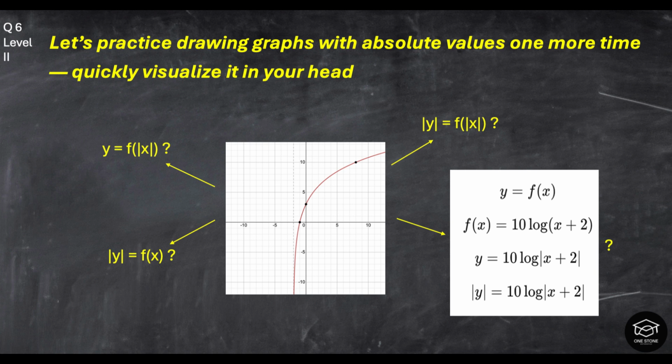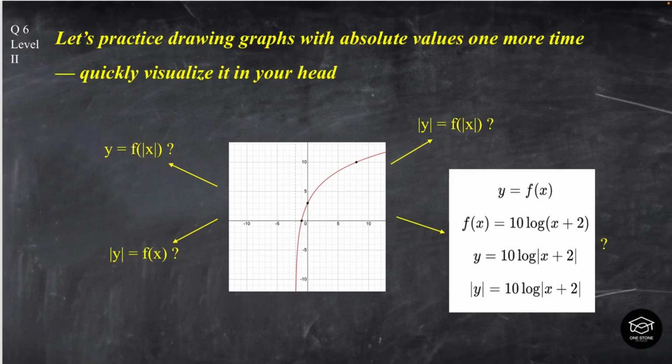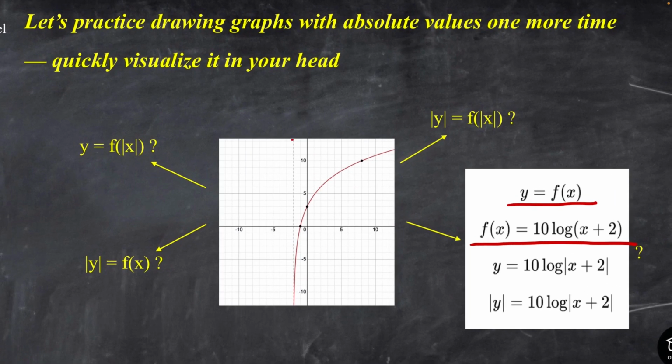Sketching absolute value transformations. Let's practice sketching absolute value graphs. Try to visualize each step as we go. We have a function, y equals f of x. In this case, f of x is 10 times the log base 10 of (x plus 2). This means the graph is shifted horizontally to the left by 2 units. So, the vertical asymptote is x equals -2.